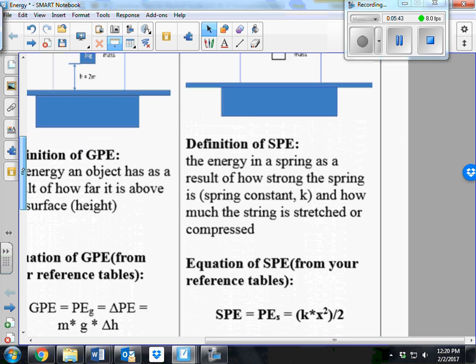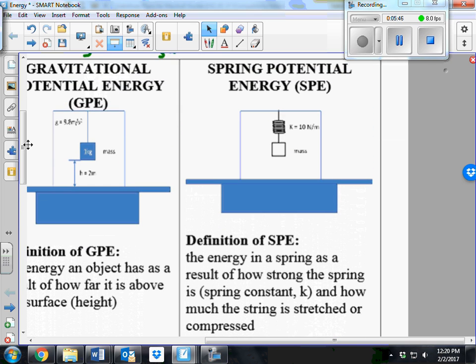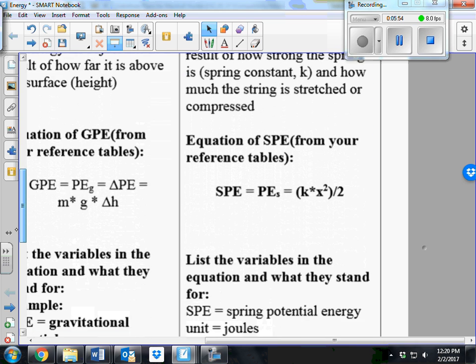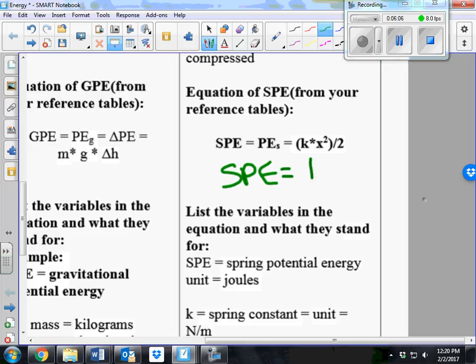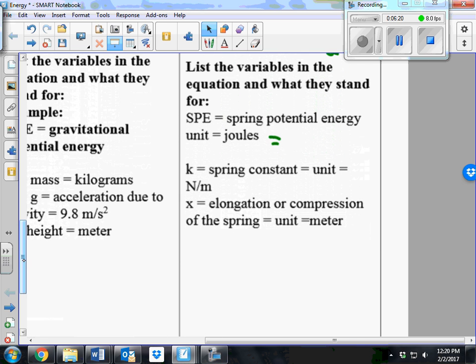This is the amount of energy stored into a spring as a result of how much it's stretched or compressed. Now, once again, it's energy, and it looks very similar to the kinetic energy equation, very similar in the fact that it has the same format. So spring potential energy equals 1/2 kx squared, or kx squared divided by 2. Now, k is the spring constant, and its unit is newtons per meter. So spring potential energy is still in joules, and the spring constant's unit is newtons per meter.